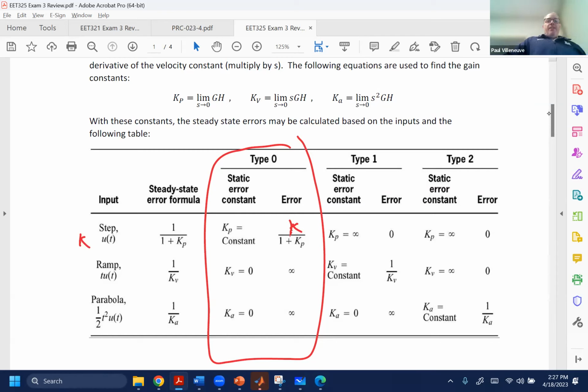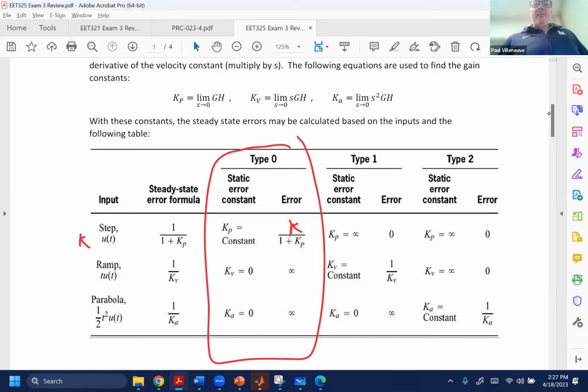Then for your ramp and your parabolic input, your K sub V and K sub A are going to be 0, and your steady state errors for those are going to be infinite. Because of the type 0 system, you have no integrators, and the input is changing too fast for your system to keep up with, so you're going to get infinite error. If you have one integrator, then I'm going to use this next column.